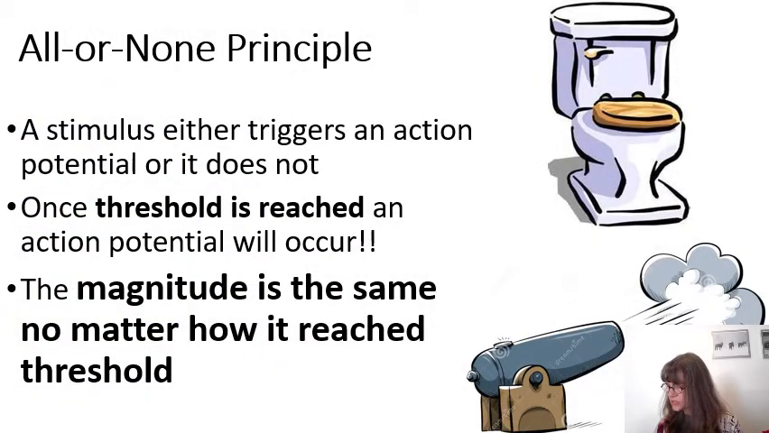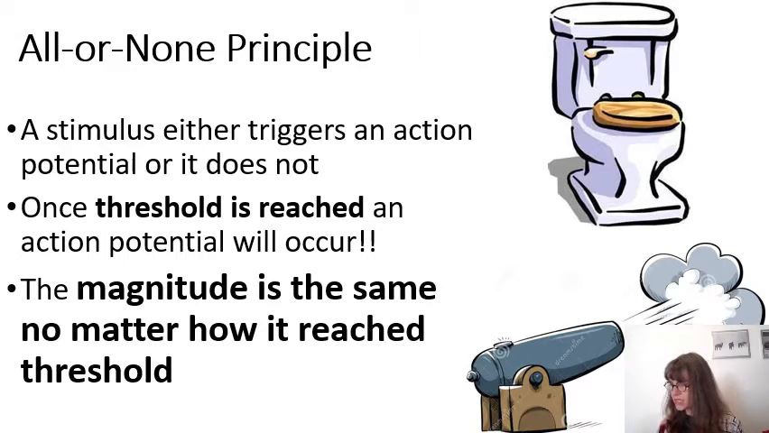When action potentials occur, they occur as an all or none principle. What this basically means is that a stimulus will either be strong enough to stimulate an action potential because it's reached threshold, or it won't. Once threshold is reached, an action potential will occur. It is an all or none principle.